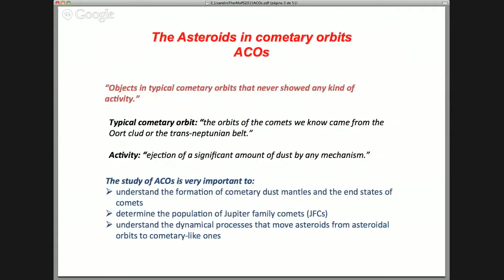First of all, let's be concrete about what I mean by an asteroid in cometary orbit. It's an object in a typical cometary orbit that never showed any kind of activity. A typical cometary orbit is the orbit of a comet we know came from the Oort cloud or the trans-Neptunian belt, not the main belt comets that are in the main belt. This is another matter. And activity is the ejection of a significant amount of dust, by any mechanism.